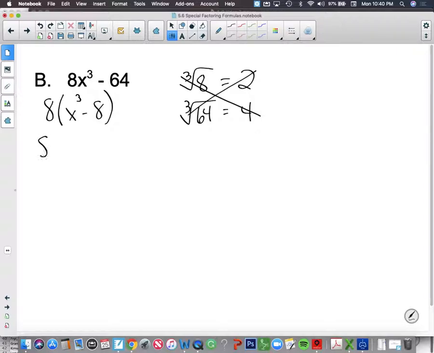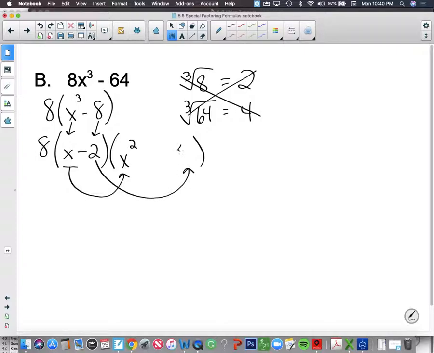So the 8 stays in front, and then we break down the cubes. That turns into an x. That turns into a 2. It'll be the same sign. So that's our little parentheses. And remember, we use that to figure out the big one. So x, drag it there, becomes x squared. 2, drag it there, becomes a 4. In the middle, you multiply those 2 together, so 2x. And then we think SOAP: same, opposite, always positive. So this is our complete factorization, just to write it a little bit nicer down here.